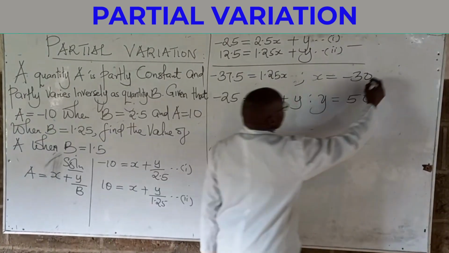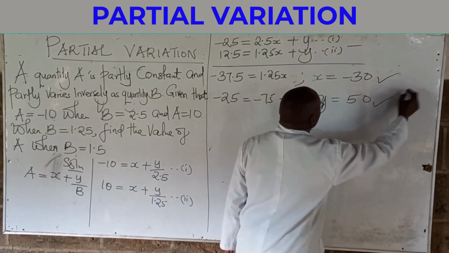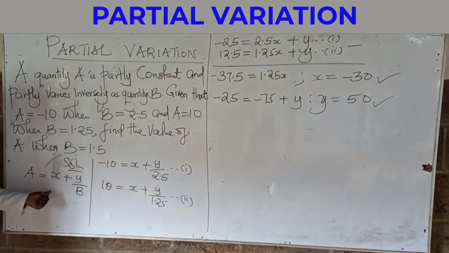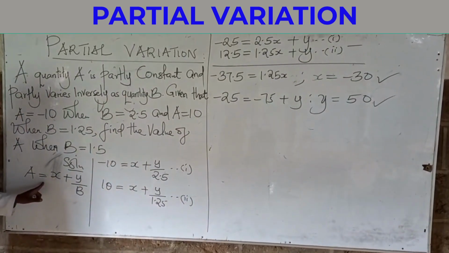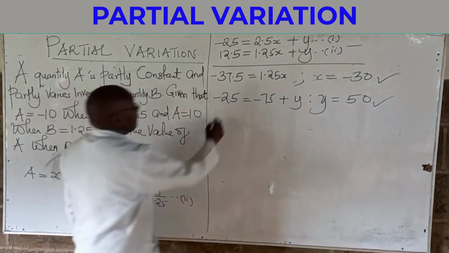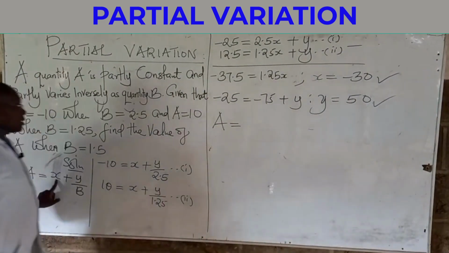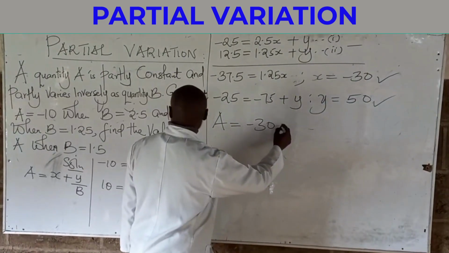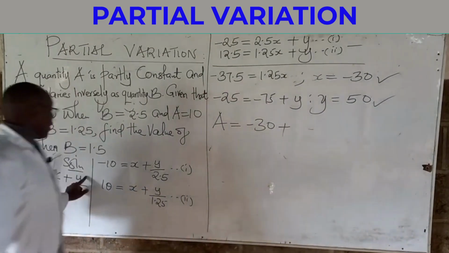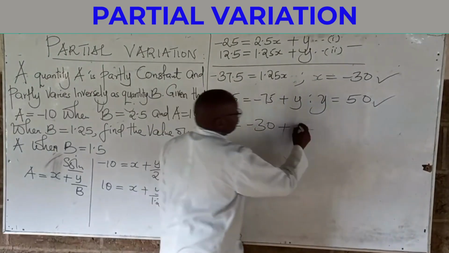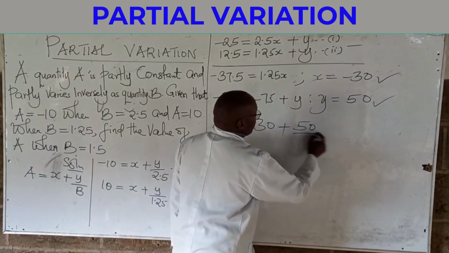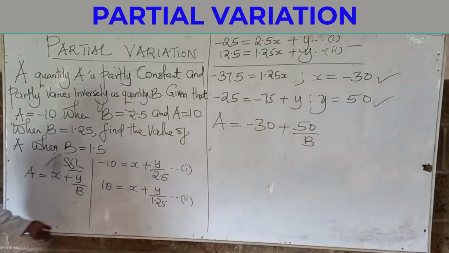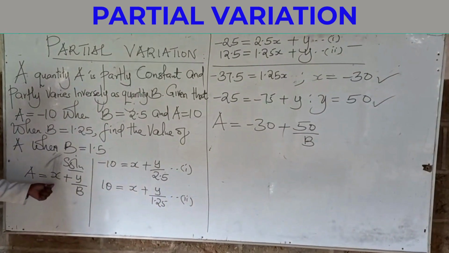Now we have the values of the constants, that is X is equal to negative 30 and Y is equal to 50. Now from there, we shall insert them in this equation. A is equal to X plus Y over B, that is the connection. So A is equal to negative 30 plus 50 divided by B. So that is the connection now after inserting the constants X and Y.